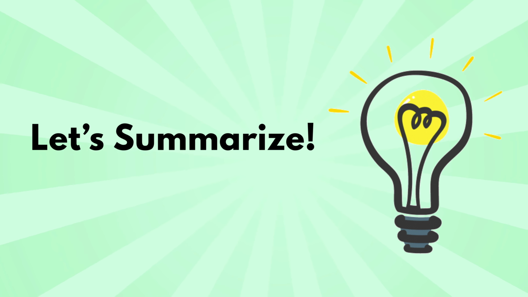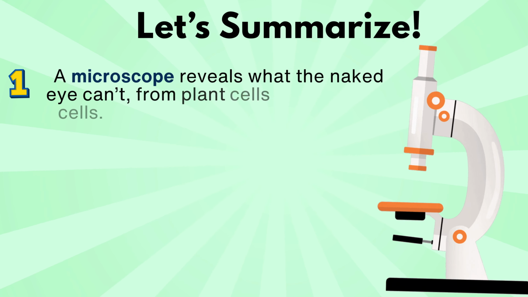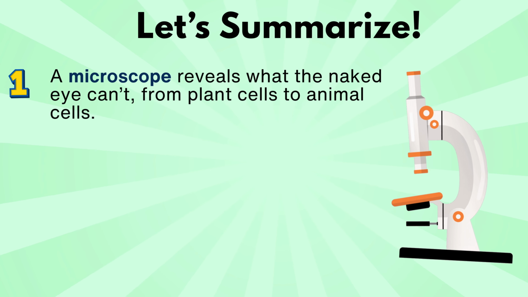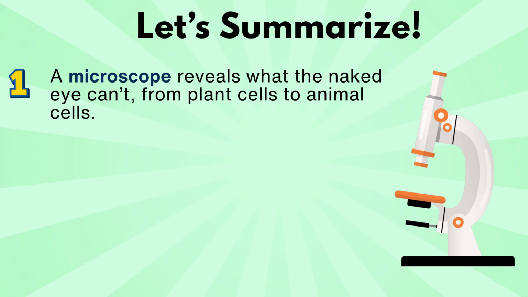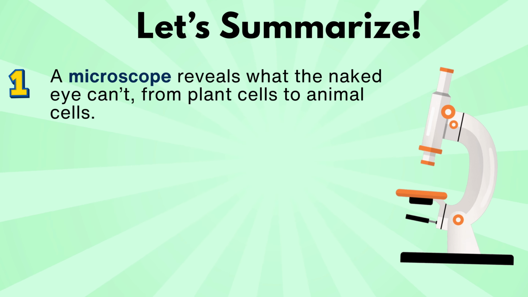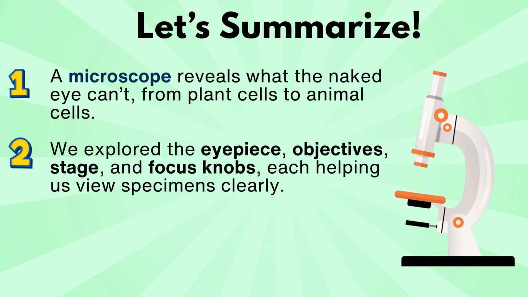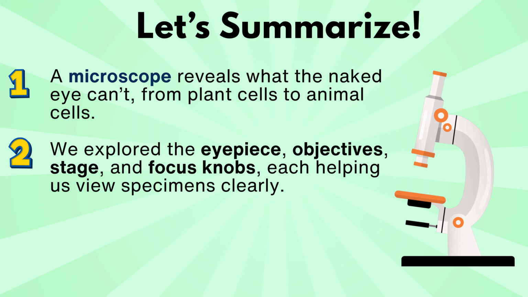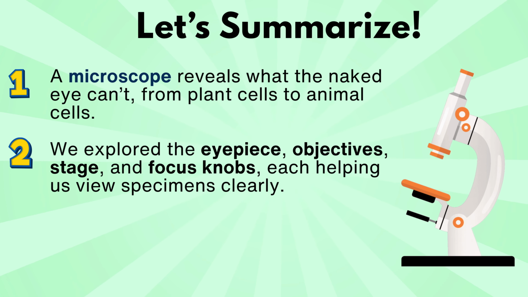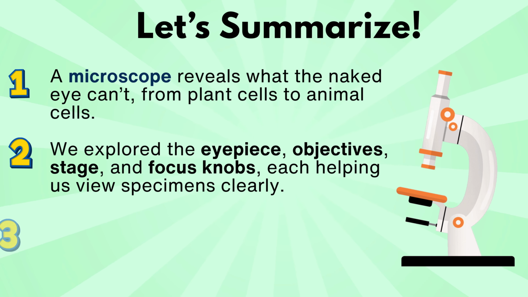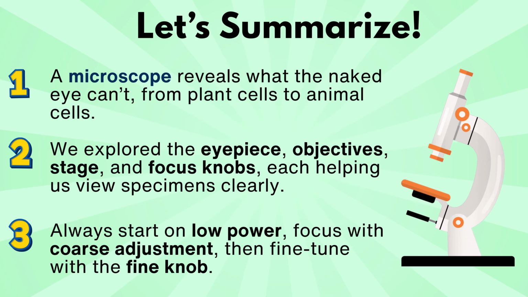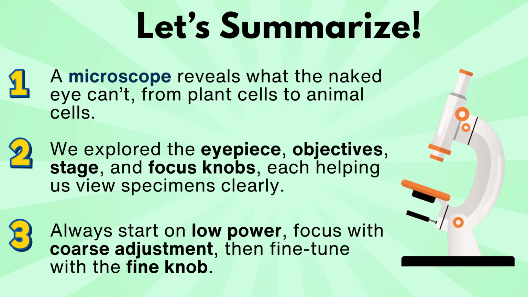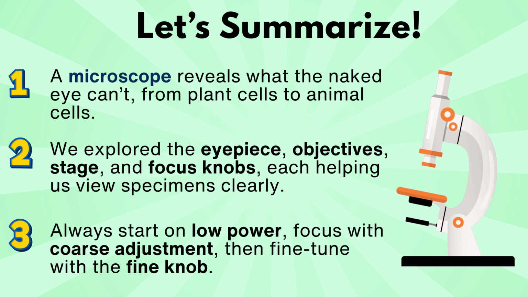So, what have we learned today? Remember that the microscope is an essential tool in science. It lets us see things too small for the naked eye, from plant cells to animal cells. We explored its main parts, like the eyepiece, objectives, stage, and focus knobs. We also learned how each part helps us view specimens clearly. We also practiced the proper way to use it. Always start on low power, use the coarse adjustment first, then fine-tune with the fine adjustment knob.